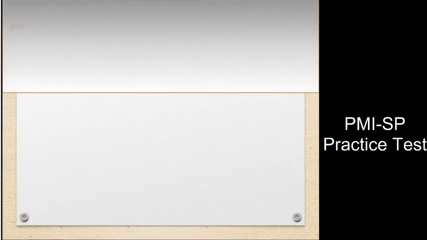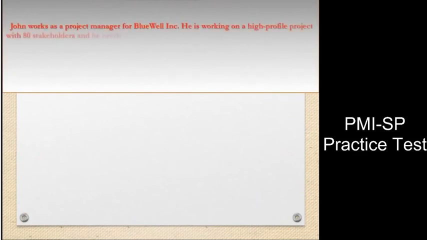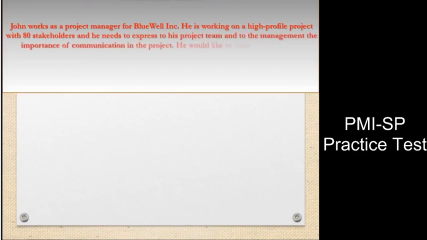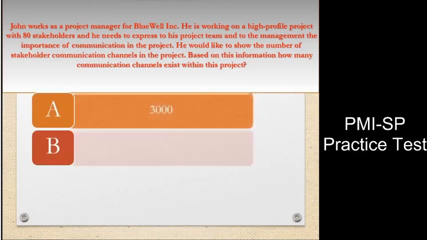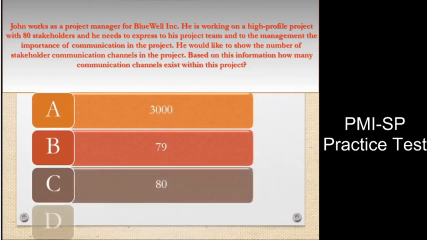Question. John works as a project manager for Blue Yule. He is working on a high-profile project with 80 stakeholders and he needs to express to his project team and to the management the importance of communication in the project. He would like to show the number of stakeholder communication channels in the project. Based on this information, how many communication channels exist within this project? A. 3000. B. 79. C. 80. D. 3160.